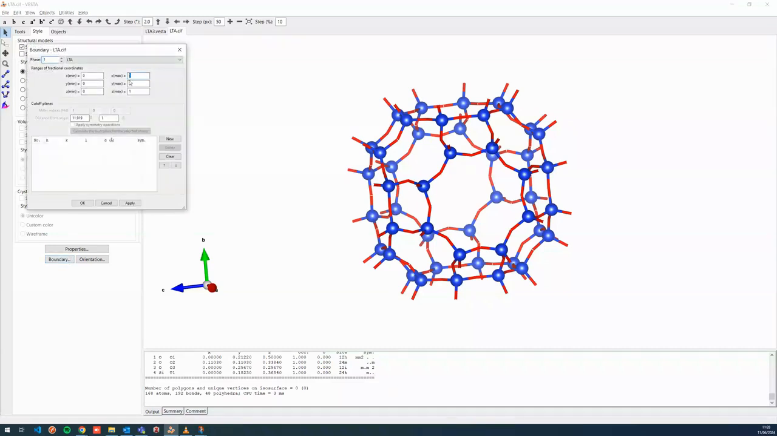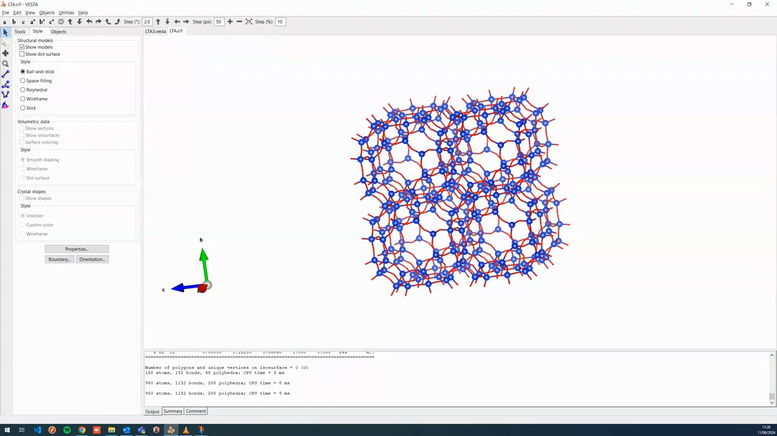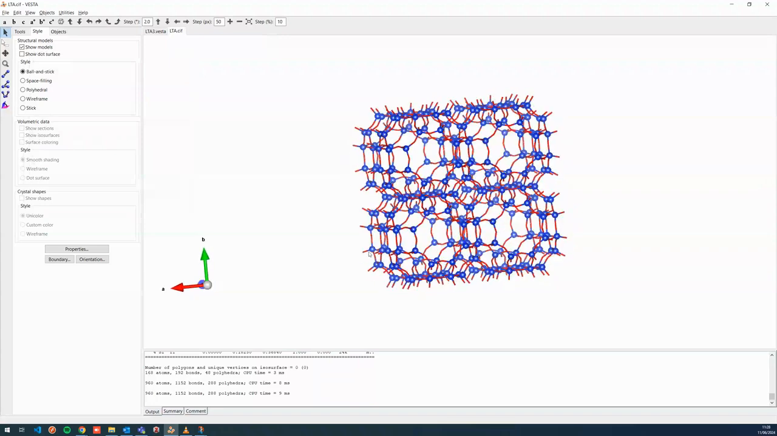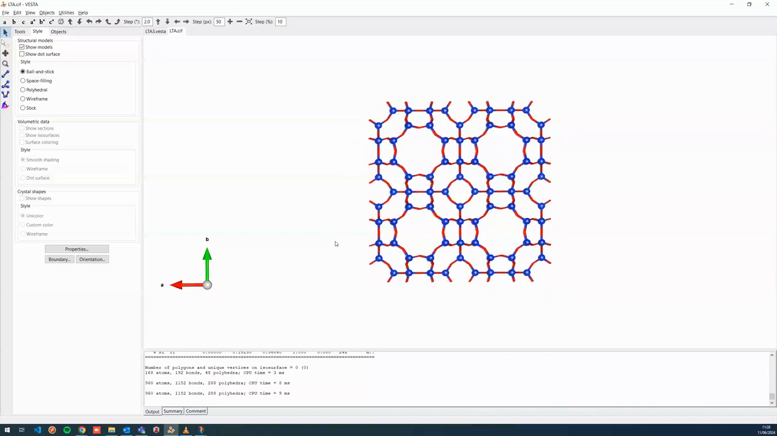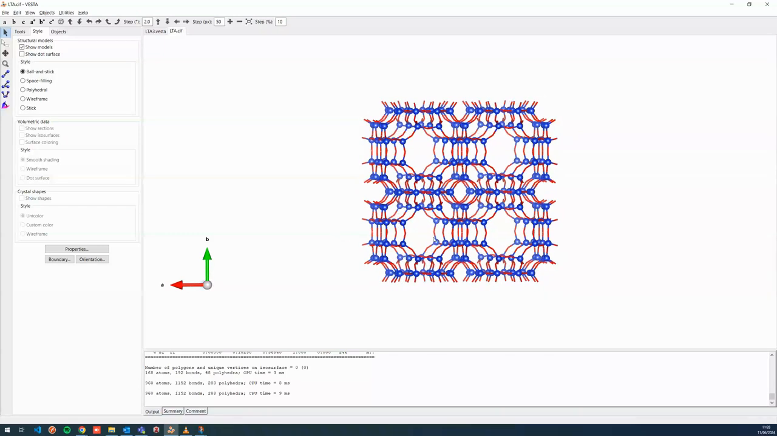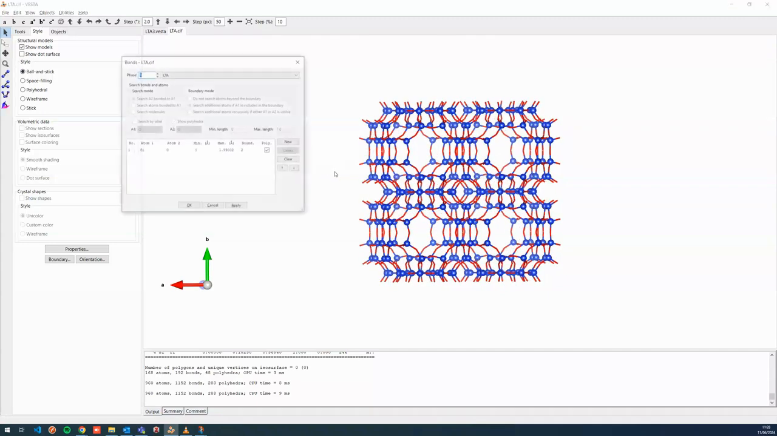One thing I do want to change before we start is to add a bit more of the boundaries. So if I add more boundaries, boom, there you go. You can see we get multiple cages next to each other. Okay, so this makes it a bit easier. You'll see later on why, because we really want to identify the structural units by each other. So I'm going to change the bonds now.